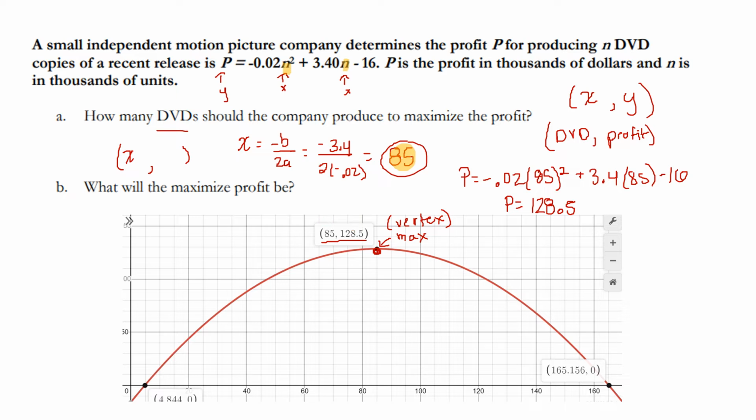Does that make sense? So you can look at this, you can do this with the calculator or the graph, and I'm sure some of you did, or you can always do this by hand and make sure you understand that here we're finding the x value of the vertex, and here we'd be finding the y value of the vertex. Okay? All right, next question.